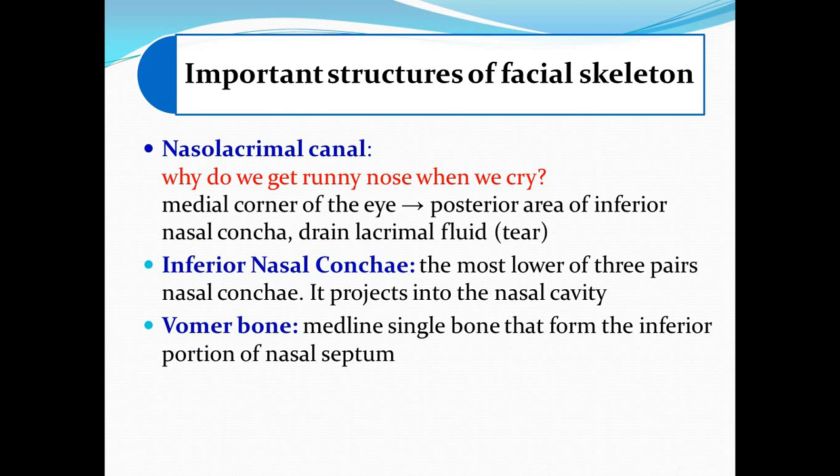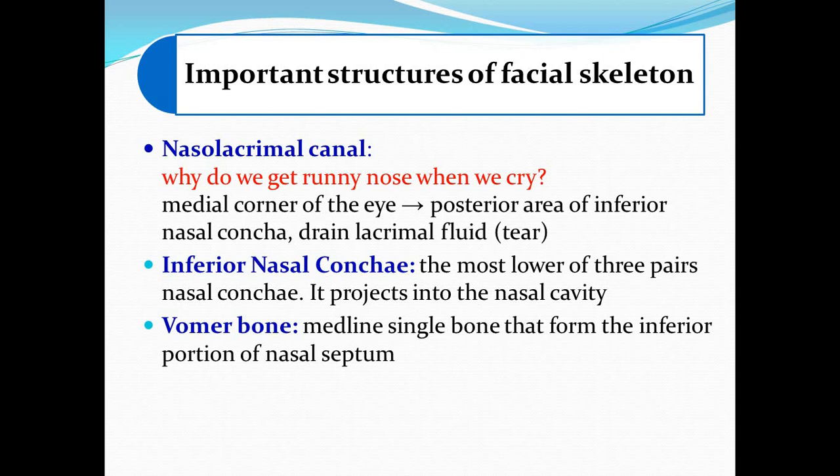But before I talk about the nasolacrimal canal, there is a phenomenon which we all know, which is when we cry, we start to feel that we are having a runny nose, right? Why is this phenomenon happening? Because the nasolacrimal duct drains through the nasal meatus. Or the nasolacrimal canal or duct, as you said, it drains the lacrimal fluid or the tear from the eye to the nose, right? Normally we don't feel it because it's very minimal and it goes posteriorly.